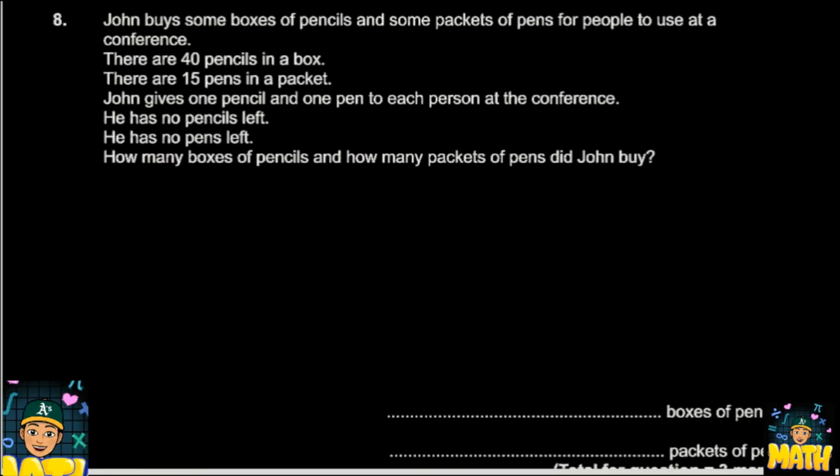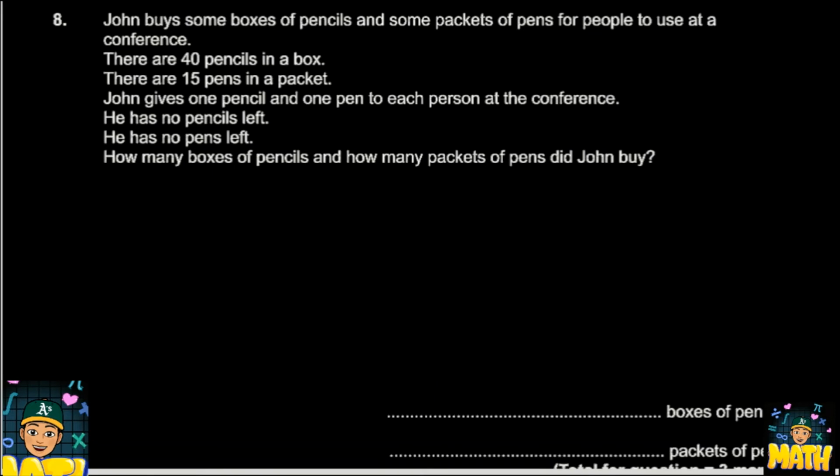Okay, this question tells us that John buys some boxes of pencils and some boxes of pens for people to use at a conference. There are 40 pencils in a box. There are 15 pens in a packet. John gives 1 pencil and 1 pen to each person at the conference. He has no pencils left. He has no pens left. How many boxes of pencils and how many packets of pens did John buy?